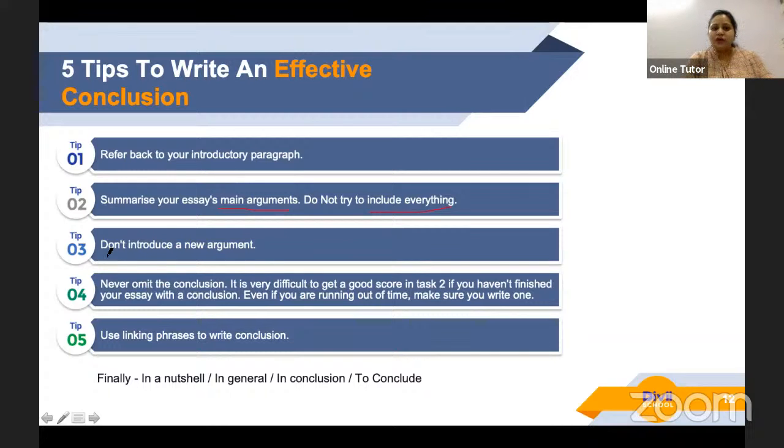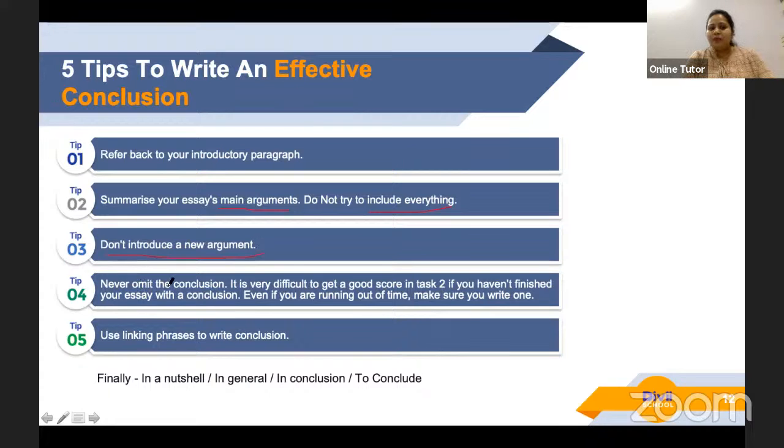Do not introduce a new argument. Now, for all the candidates, it is very important to understand that you are not supposed to introduce a new argument in the conclusion part. Okay, conclusion is not the place to introduce a new argument. Body paragraphs are the areas where you are supposed to add arguments. Conclusion is just like winding up.